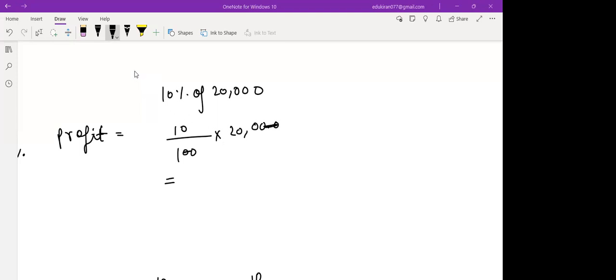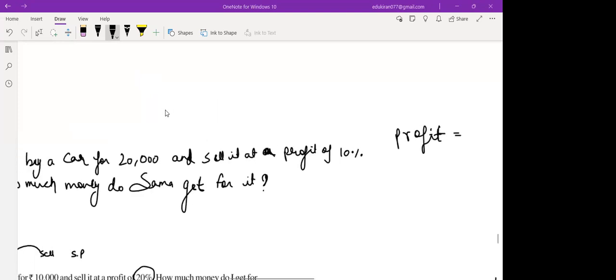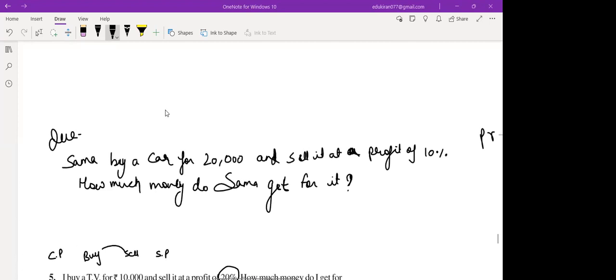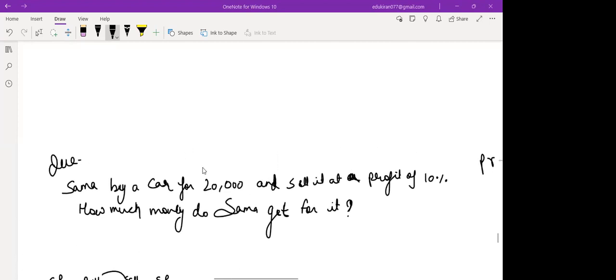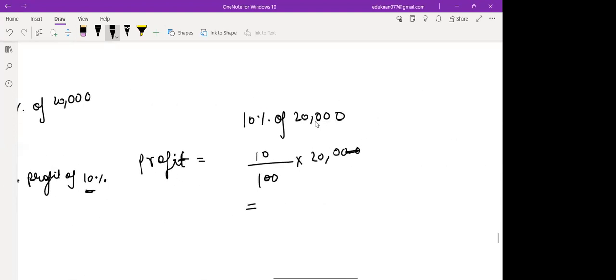Step 1, 20% of 10,000. Why 20% of 10,000? What was the question? Sama bought a car for 20,000 and sells it at a profit of 10%. How much money? You will do 10% of 20,000, right? Yes, ma'am. So what did you get after doing 10% of 20,000? Tell me. 10 upon 100 multiplied by 20,000.